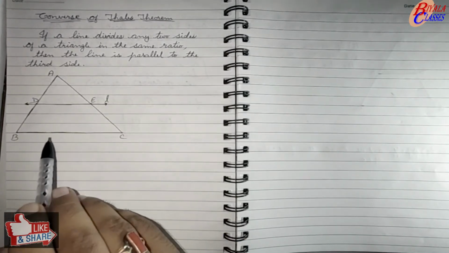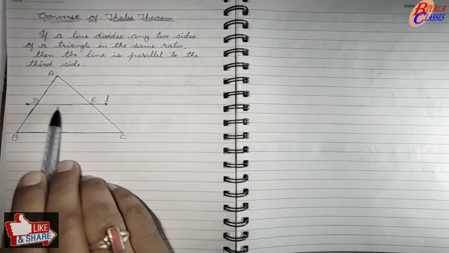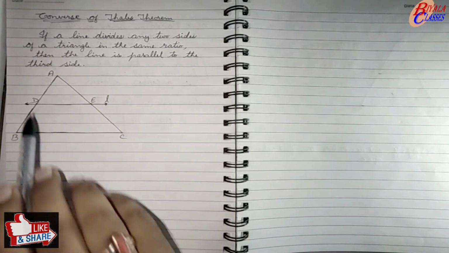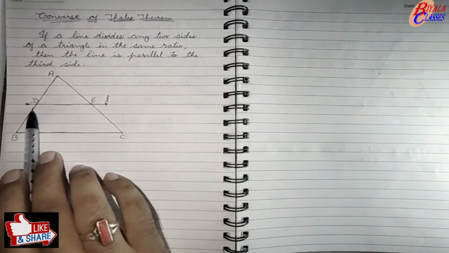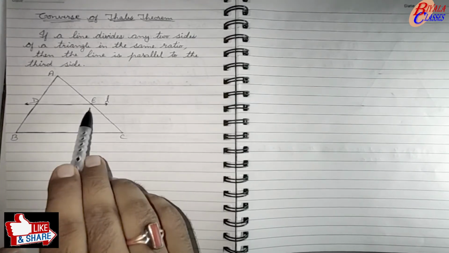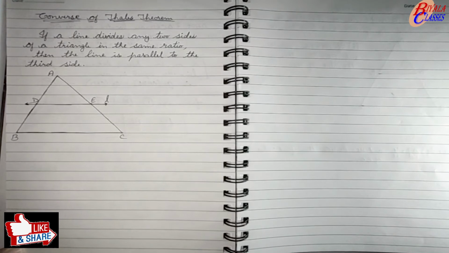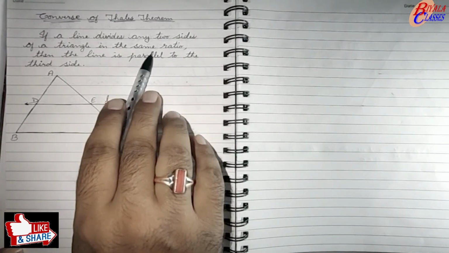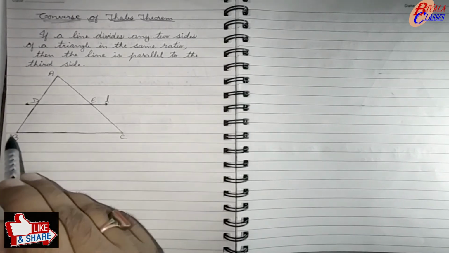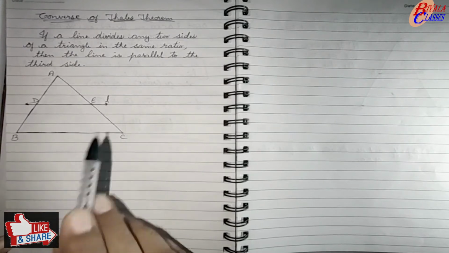Now as you can see in the figure, ABC is a triangle and there is a line L which divides AB and AC at two distinct points, that is D and E. Now these two points divide the two sides, AB and AC, in the same ratio. The ratio of AD and DB is the same as the ratio of AE and EC.